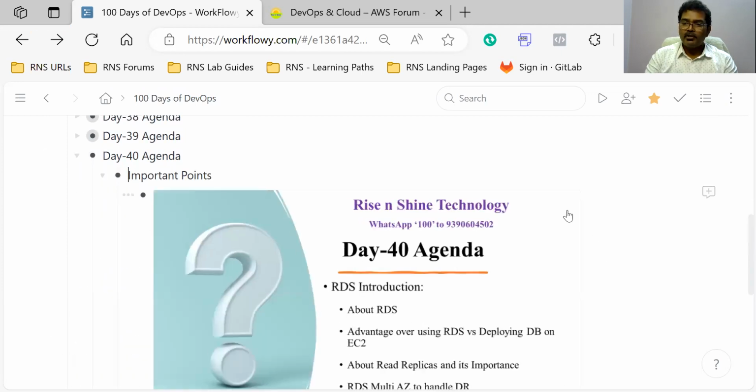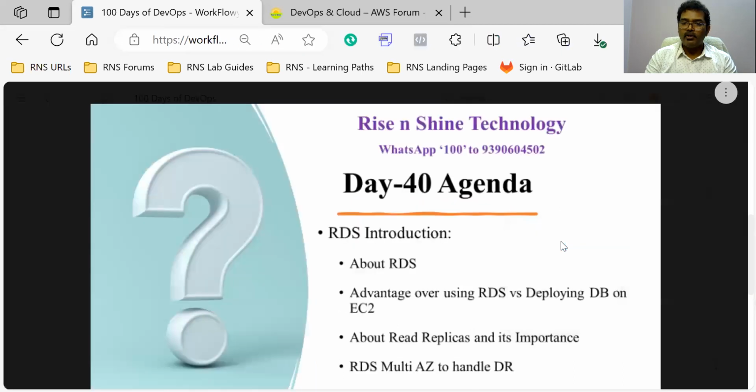Before starting, let me talk about the important points we should know from the RDS section. We already have the database concept, so why do we need RDS? In our EC2 instance, we can set up a database, whether MySQL or Oracle or whatever database the application requires, and use it. But what is the advantage of going for the RDS service from AWS? First of all, what is RDS? This is a managed database service.